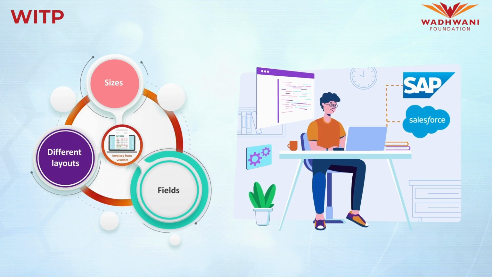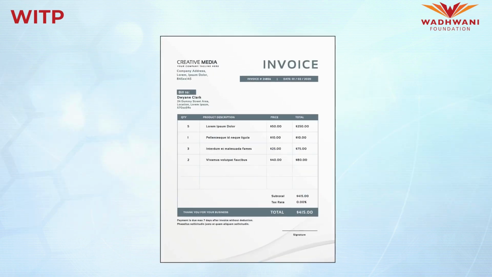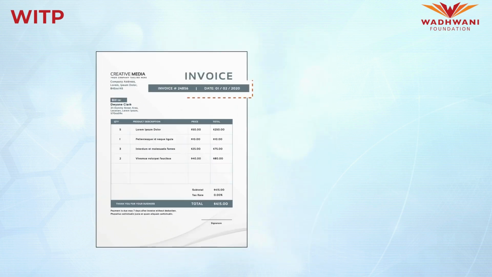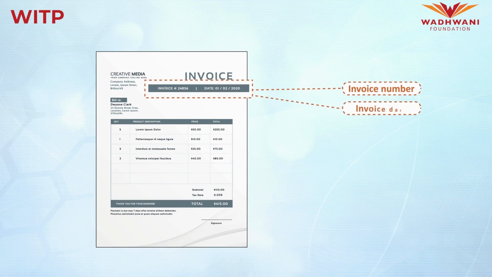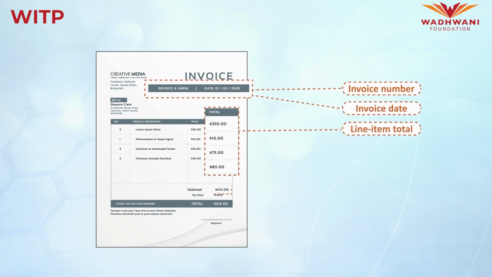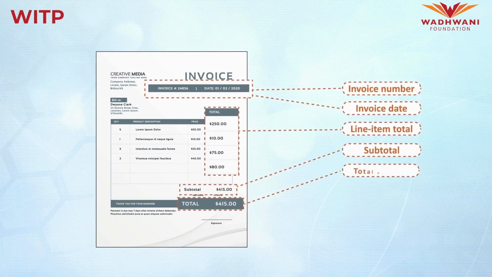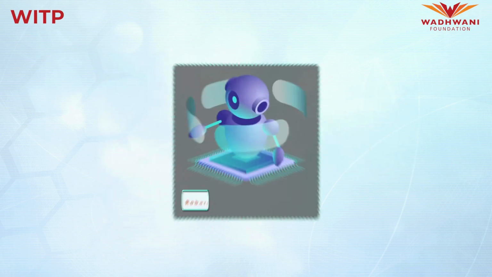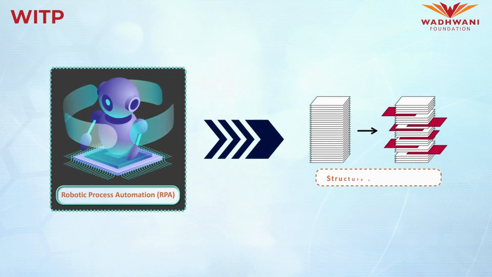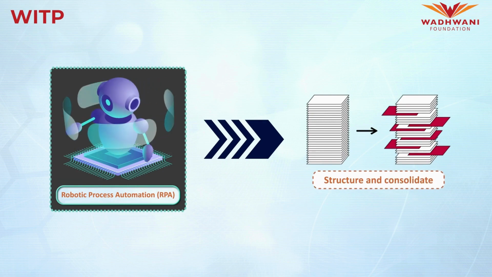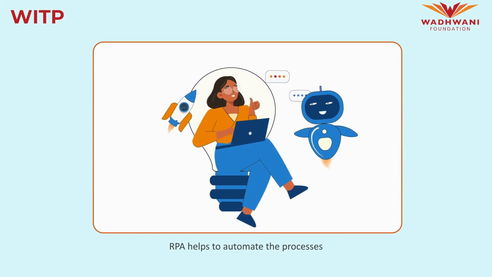As the structure of every invoice would be different, it needs cognitive technology to extract the data like invoice number, invoice data, line item total, subtotal, total amount, etc. Finally, it needs RPA to structure and consolidate this data. Let us see how RPA works.